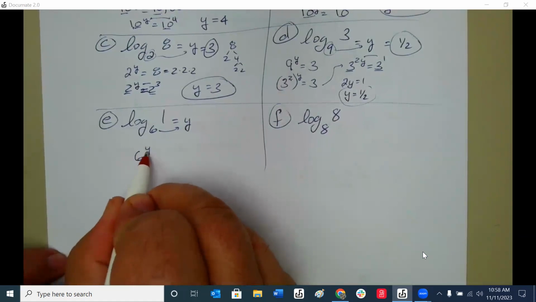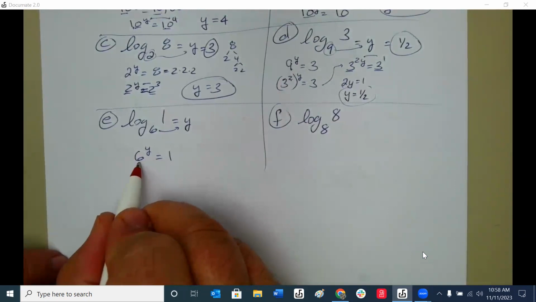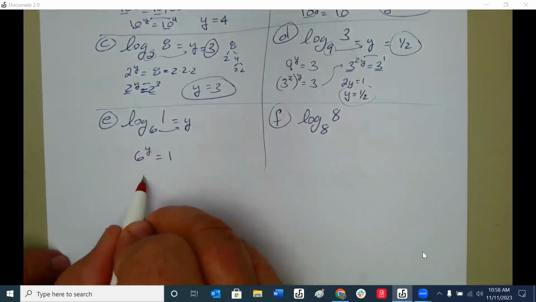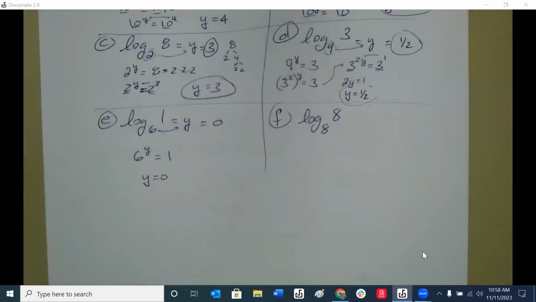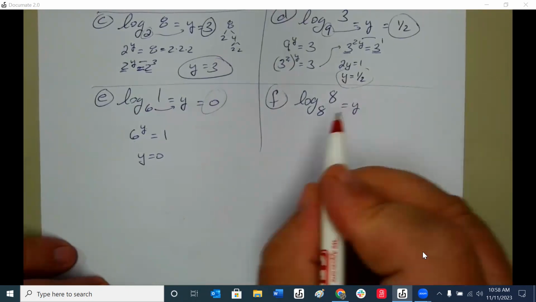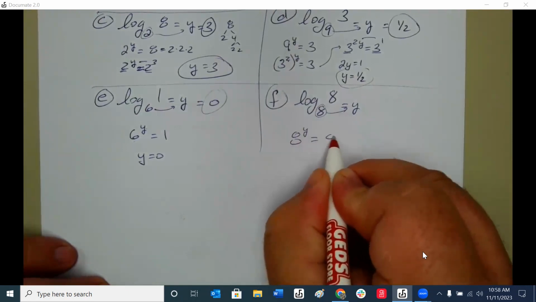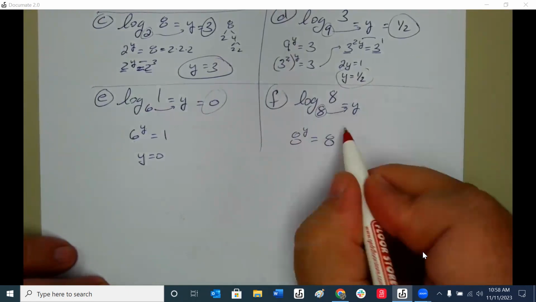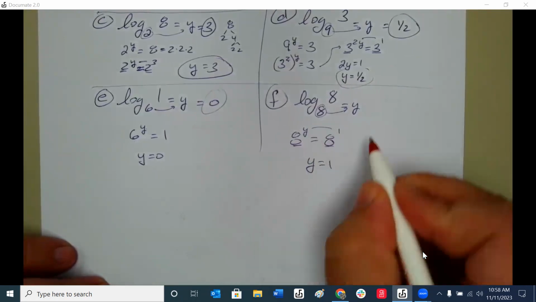We have 6 to the power y equals 1. The only way 6 to the power of anything can equal 1 is if y is equal to 0. That's the answer there. These next two are going to be pretty important ones. So we have 8 to the power y equals 8. 8 has a power 1. Since the bases are the same, that means y equals 1.